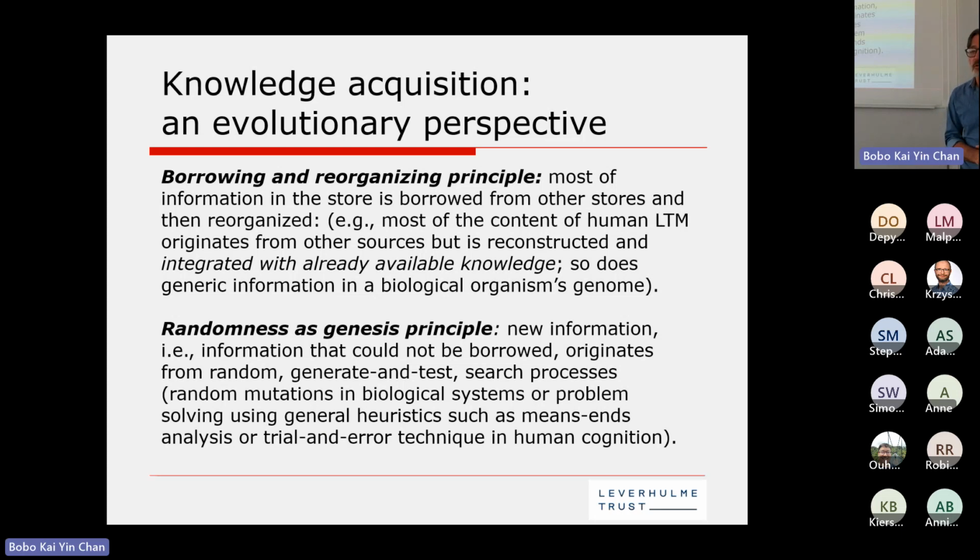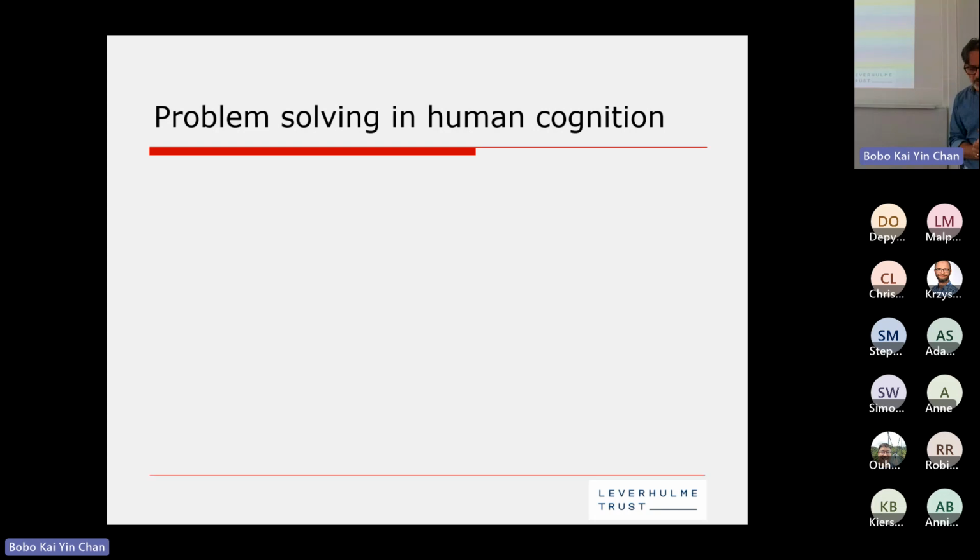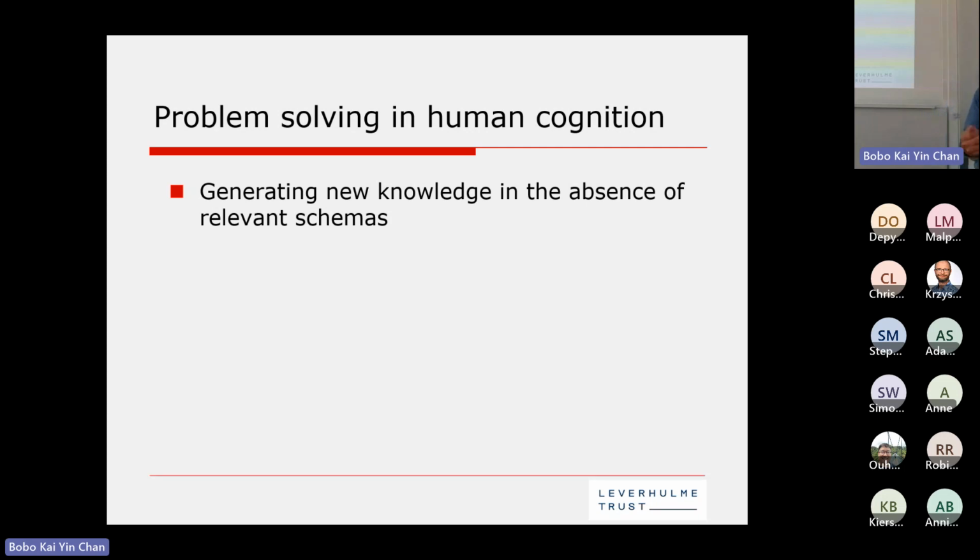So problem solving in the human case is essentially a way of realizing or implementing this principle in human cognition. So we will look at problem solving from this perspective. In this lecture, to cover the issue of problem solving in human cognition, in learning and instruction, to some degree of completeness, firstly we need to look at this as the means of generating new knowledge in the absence of any relevant knowledge in long-term memory.